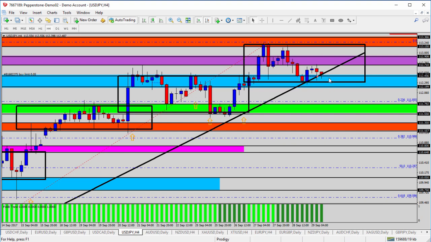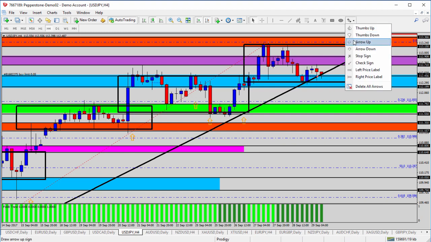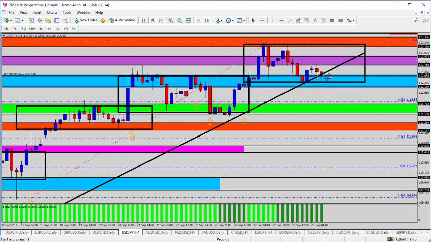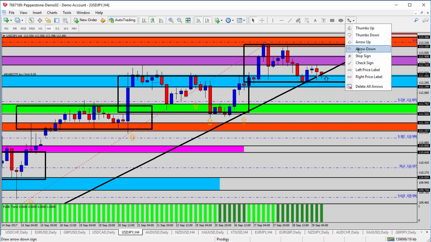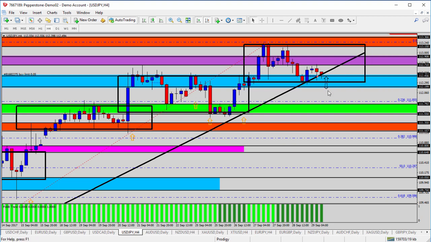So once again, I think this is still an area to watch. I think as long as it stays above the blue zone, the black trend line, we're looking for it to go back up. Purple zone, orange zone are on the way up. The risk, and the risk is pretty clear, is the market changes its mind, breaks down through 112.20, and starts going back lower down towards the green shaded area.